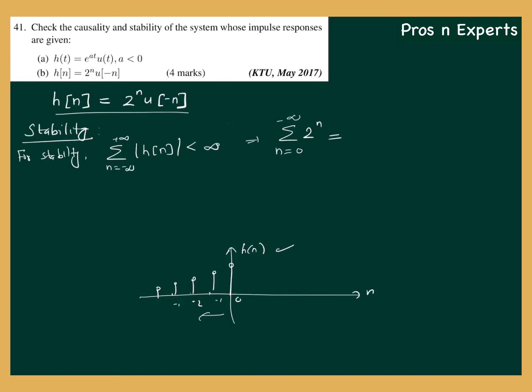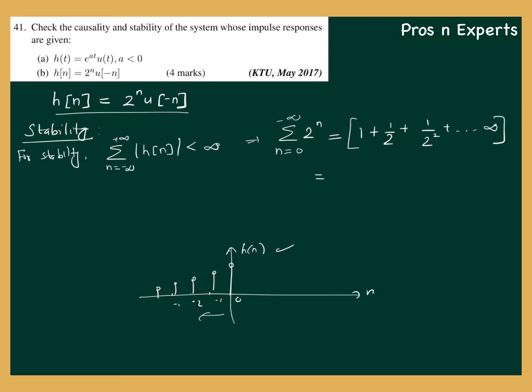So putting n equal to 0, you will get 1. 2 raised to 0 is 1, plus what is the next n value? It should be minus 1, not 1, because after 0, the next sample is at n equal to minus 1, then minus 2, and it goes on. So at n equal to minus 1, you will get 1 by 2. Then n equal to minus 2, you will get 1 by 2 square, and it goes to infinity.